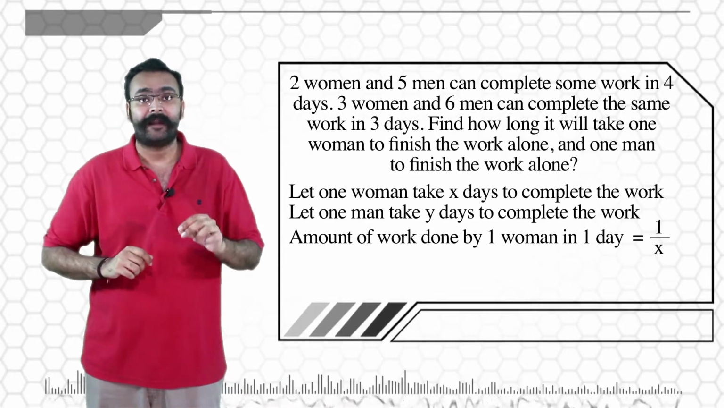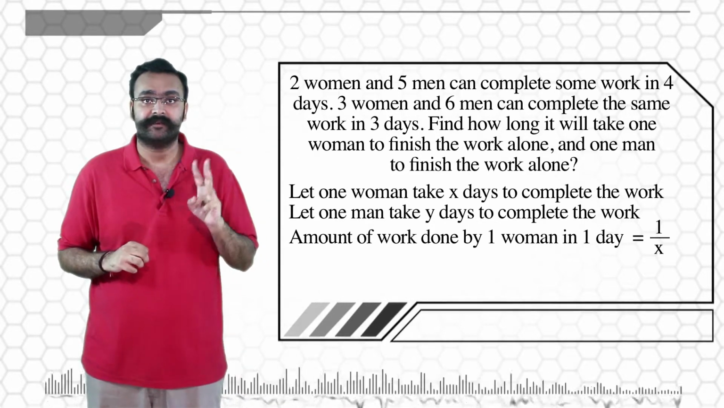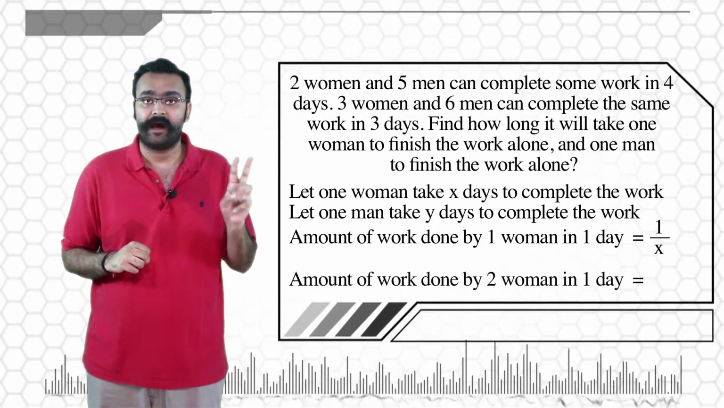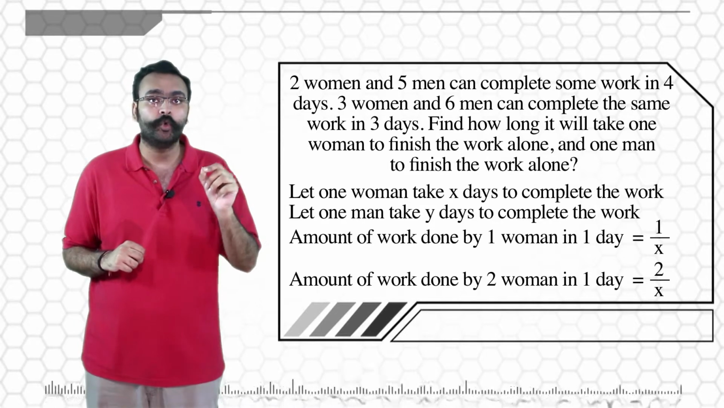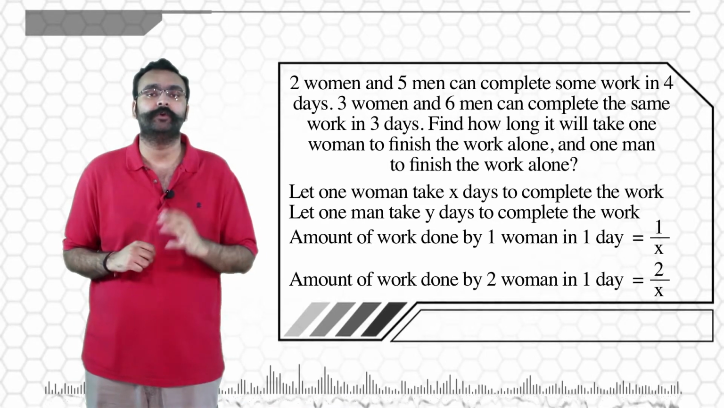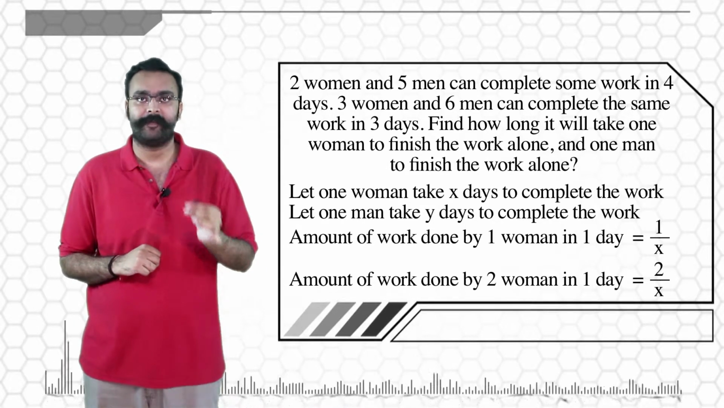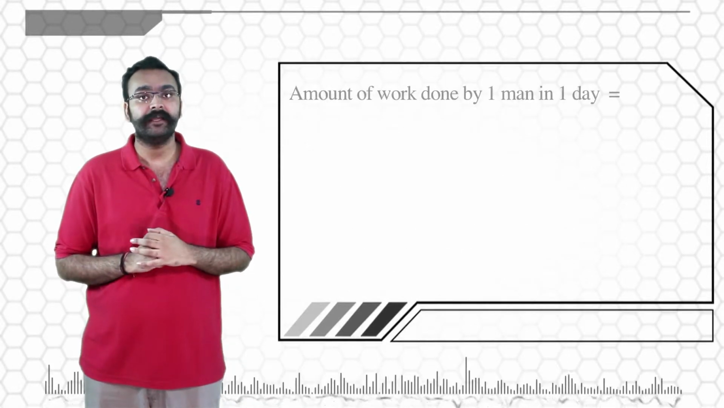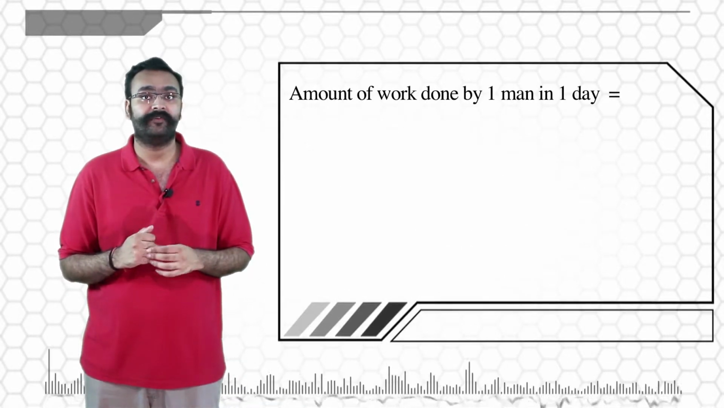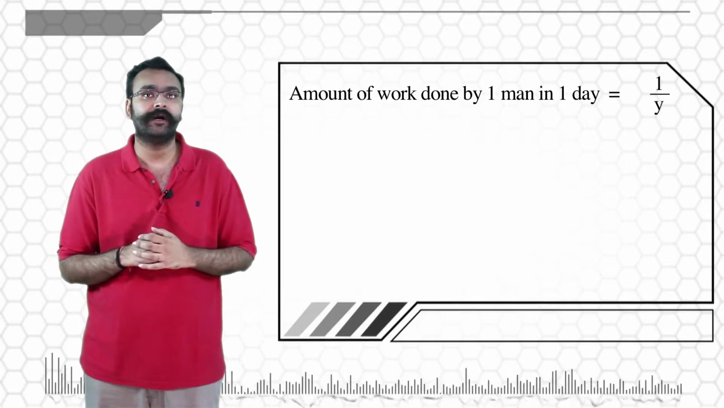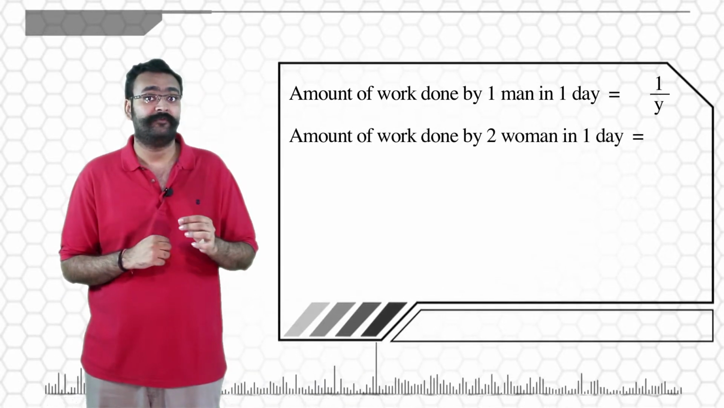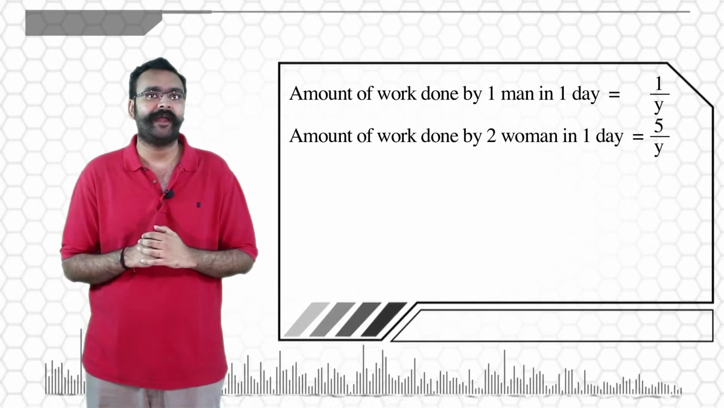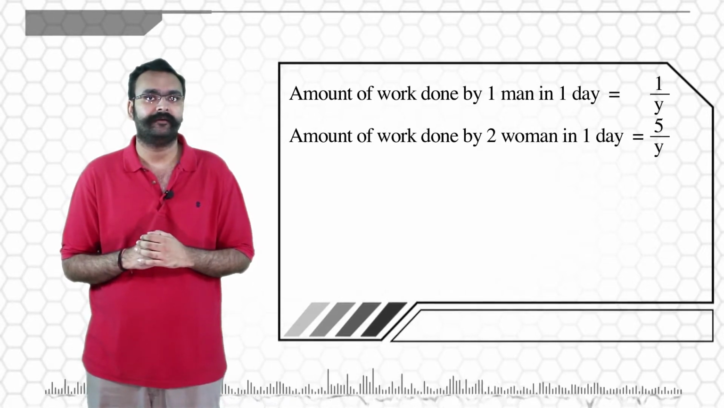Now, that means in our first case, the 2 women are there. In 1 day, they complete 2 upon x of the work, 2 into 1 by x. Similarly, 1 man will finish 1 upon y of the work in 1 day, which means 5 men will finish 5 upon y of the work in one day.